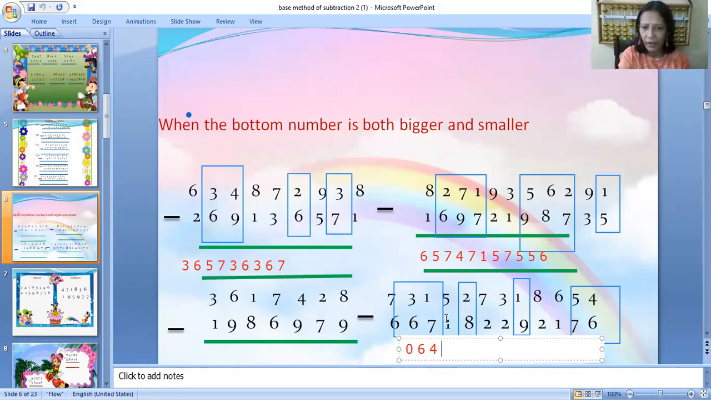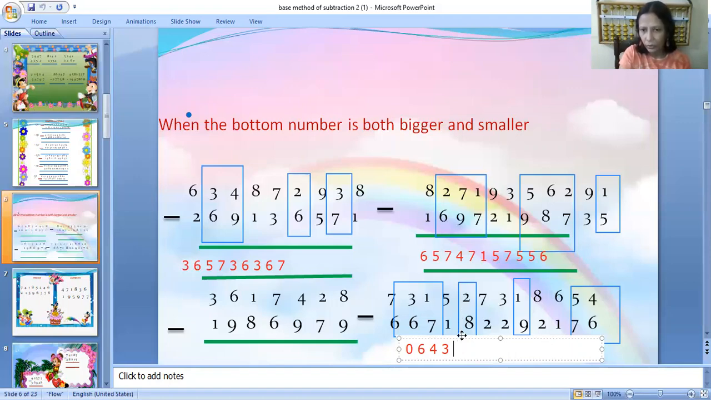5 minus 1 is 4 directly. Now, before writing 4, move to the next pair and check. Do you need borrowing? Yes, you need borrowing. So, in this case, you need the borrowing. So, what will you do with this 4? You will think what comes before 4. 3 comes before 4, so you will write here 3. Okay. Move to the next pair.